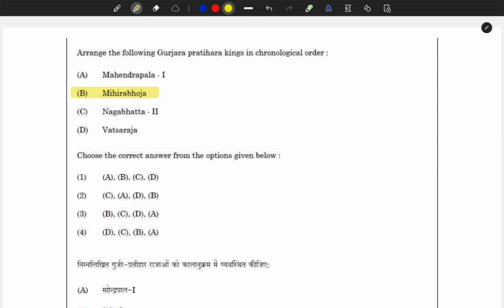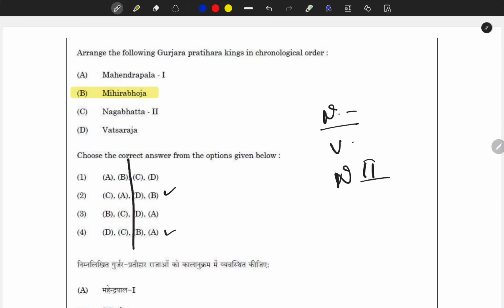So you can place Mihir Bhoja accordingly and strike through the middle of these options, and you can go with either statement B, or 2 or 4. So you can play a 50-50 game if you don't know the chronology. But for me, this was an easy question, because I knew that Nagabhata 1 will come first, then Vatsaraja will come, and then Nagabhata 2 will come.